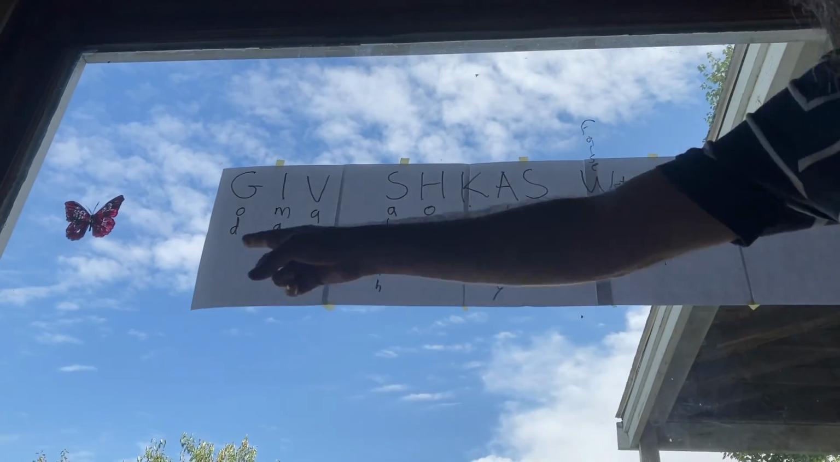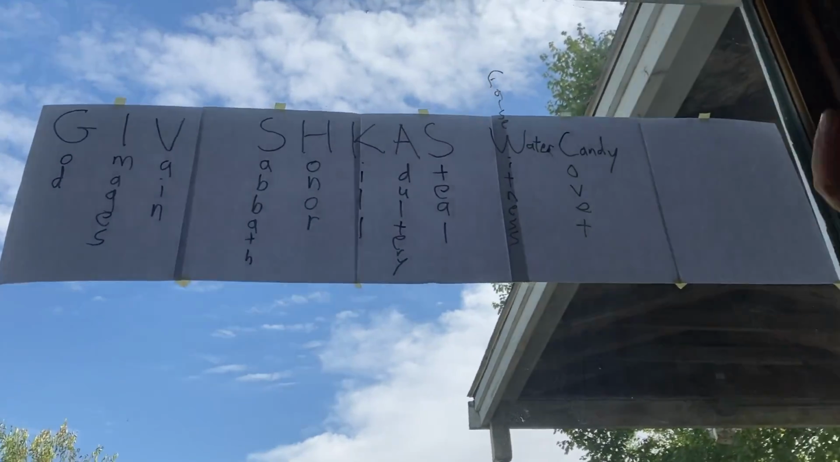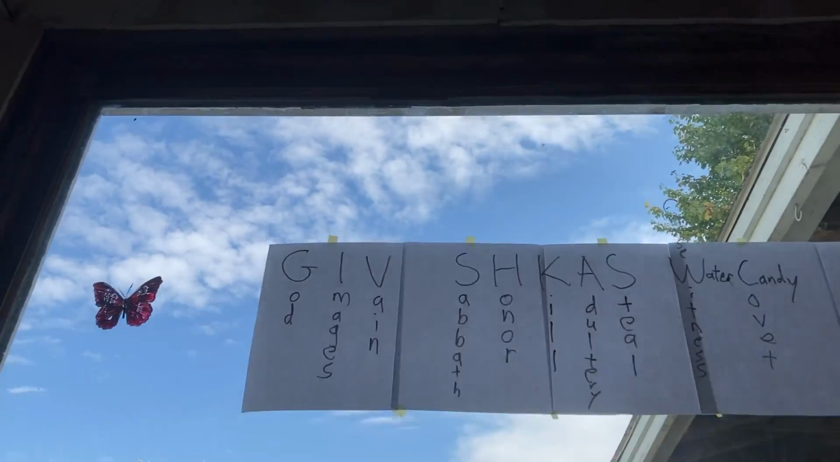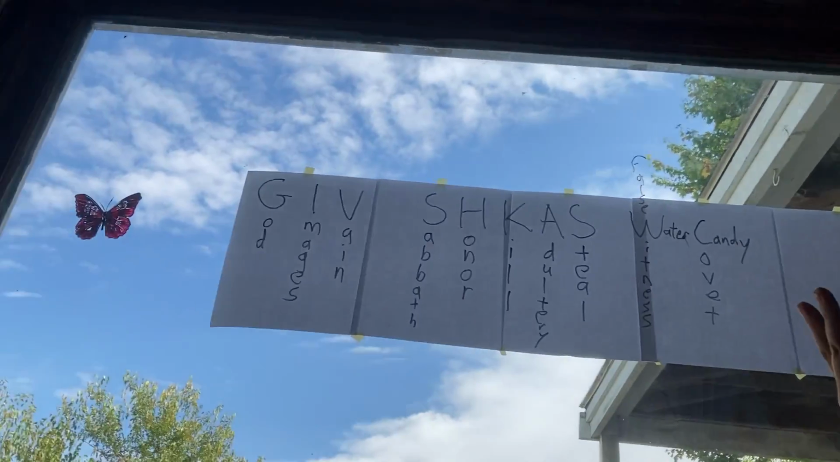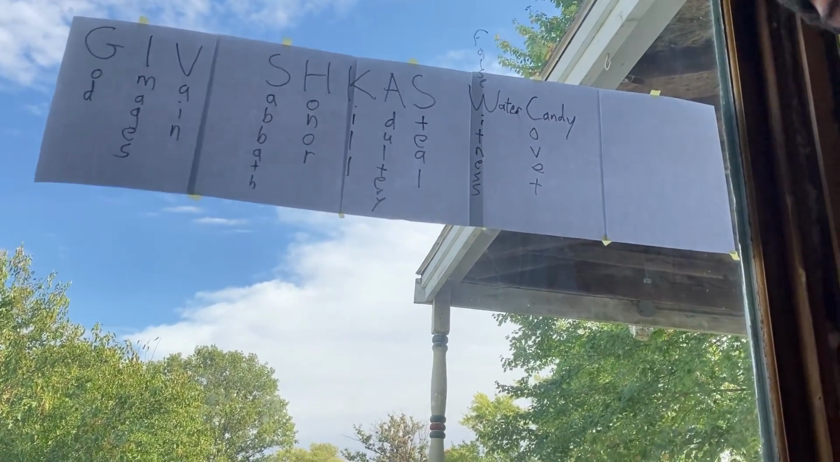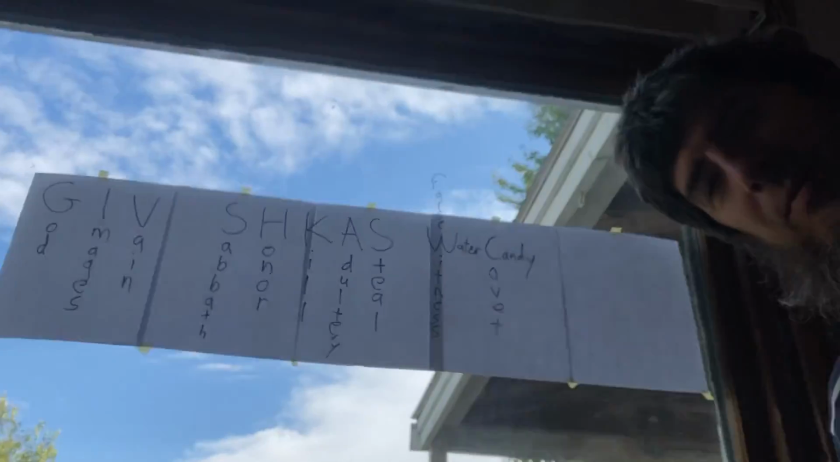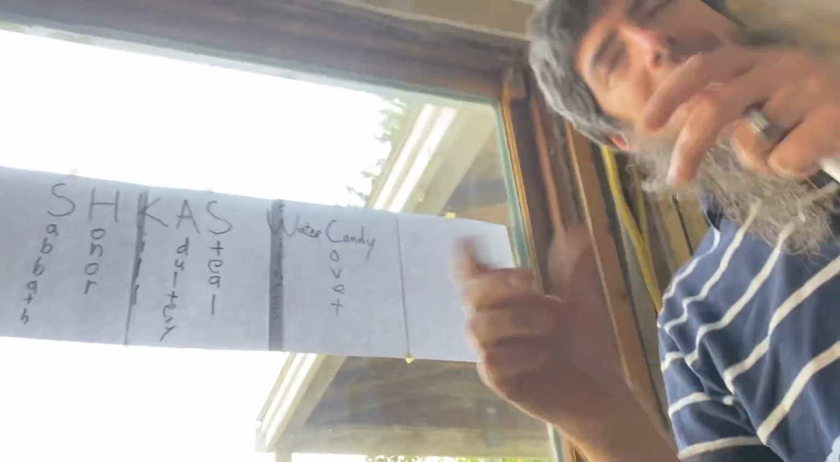So here's the list. Give, shakas, water candy. Can you imagine it? You imagine it in your mind. You're in this dusty street. There's the kid. He's looking really hungry. You take out of your pocket the saltwater taffy. You hand it to him. Oh, the smile on his face. He's so happy. He takes it. He eats it. He savors it.